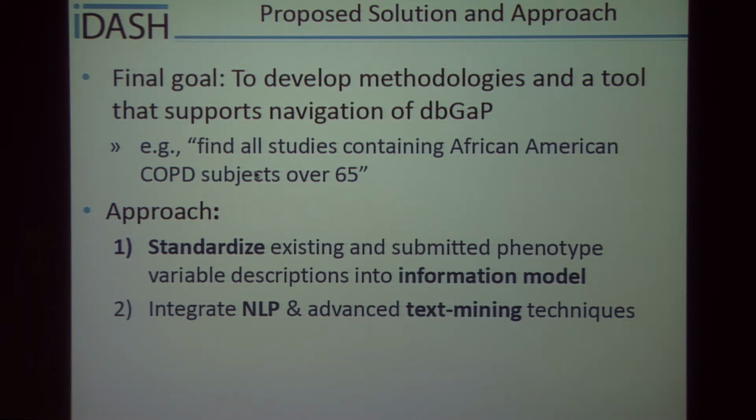The approach that we propose to do so is to first use semantics on phenotype variable descriptions to label key information. And then semantics makes it easier for the natural language processing techniques to extract key information from free text. And the last piece of the puzzle is text mining techniques, which supports the information retrieval system.